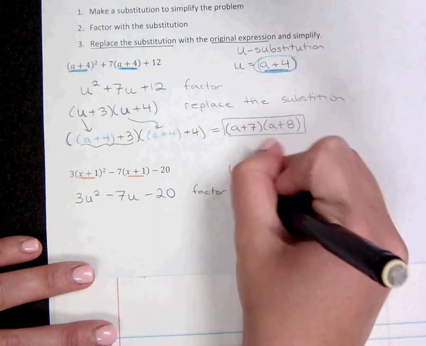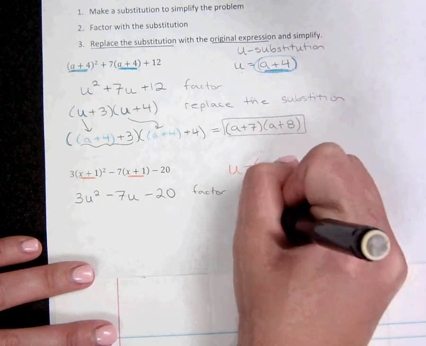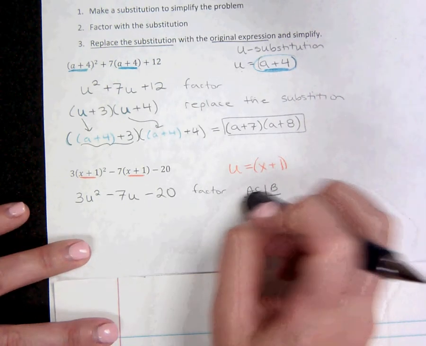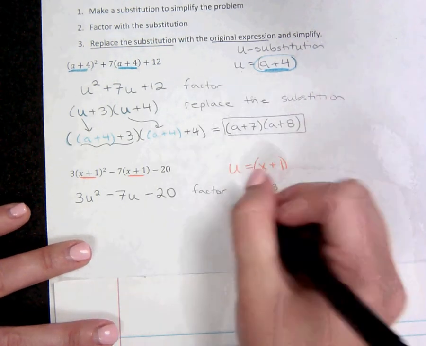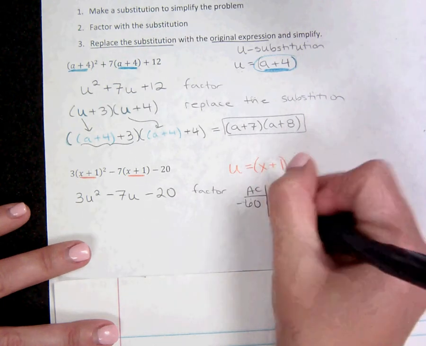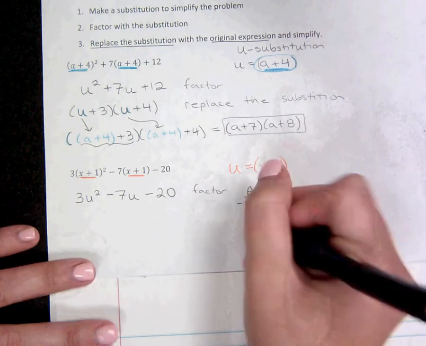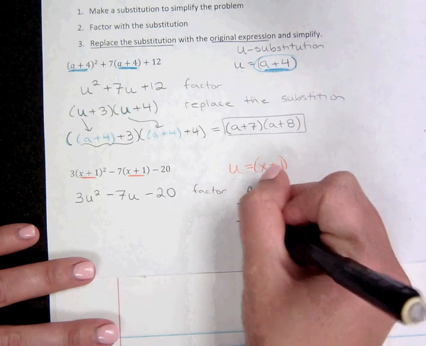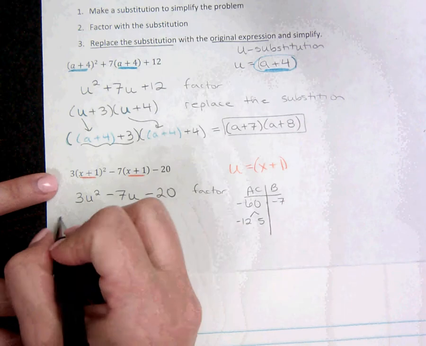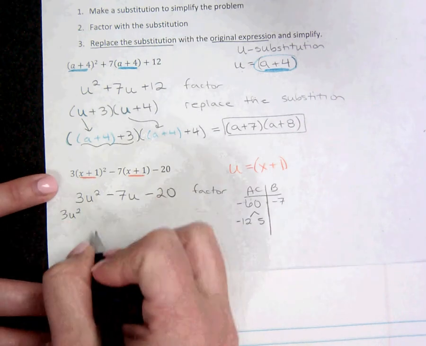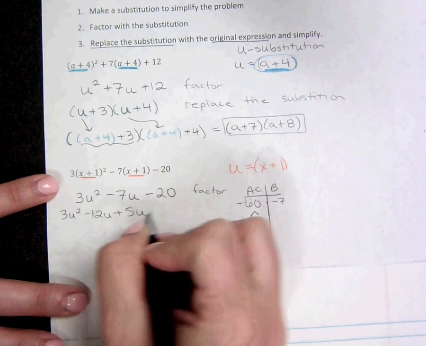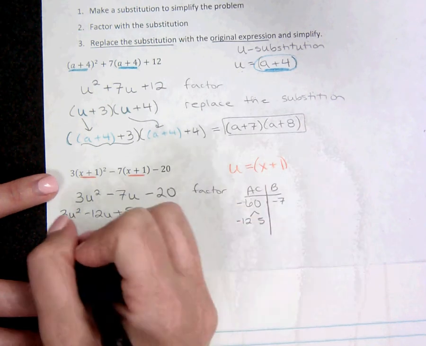And we'll have to use the AC method here so we can find that pair. That's, whoops, negative 60. And we're trying to get to negative 7. I believe that will be negative 12 and positive 5 to get our pair. So that'll be 3u squared minus 12u plus 5u minus 20, factored by grouping.